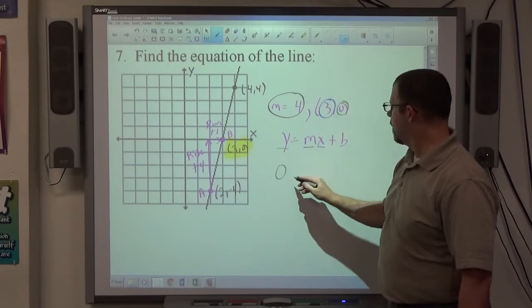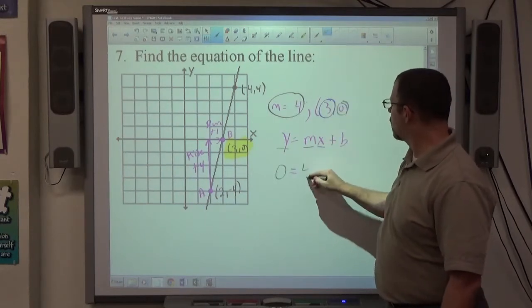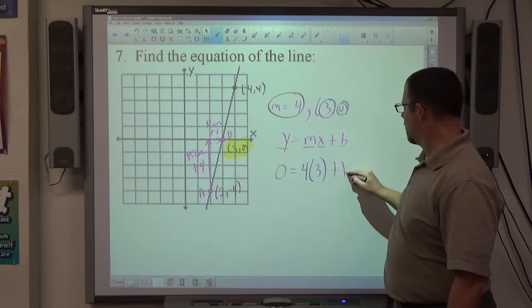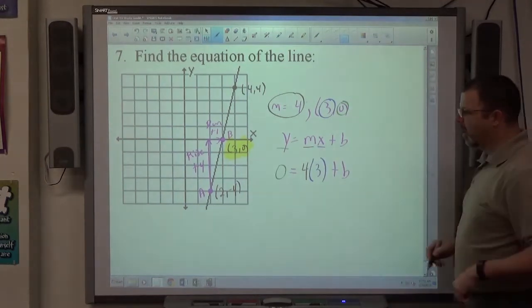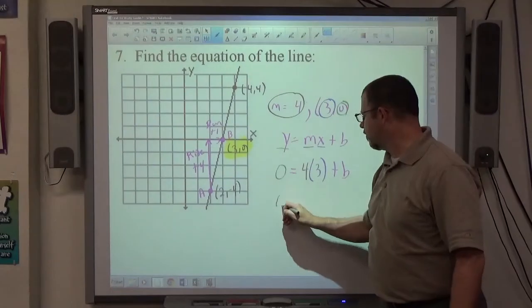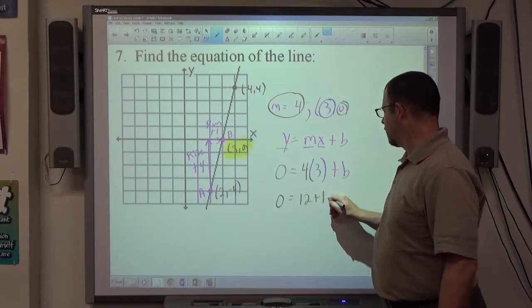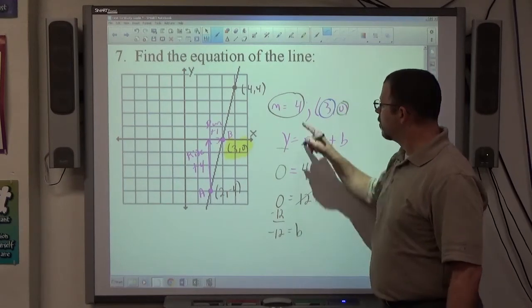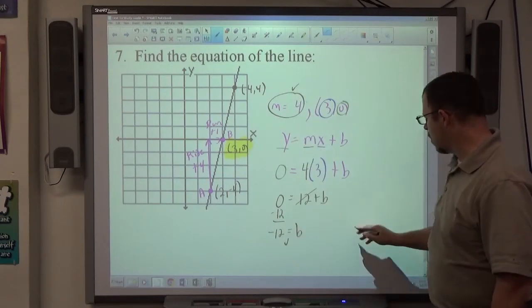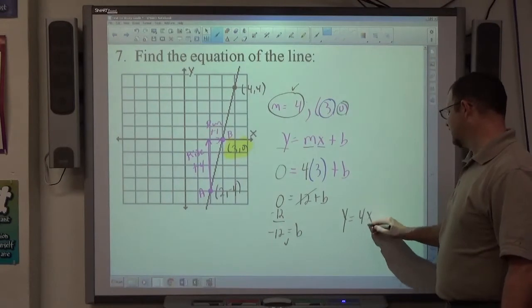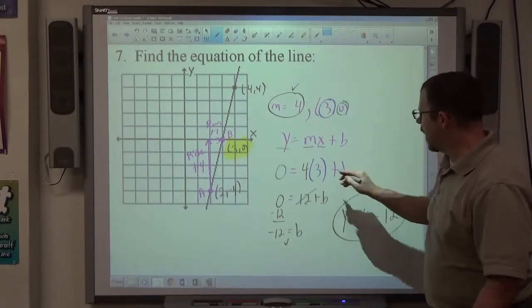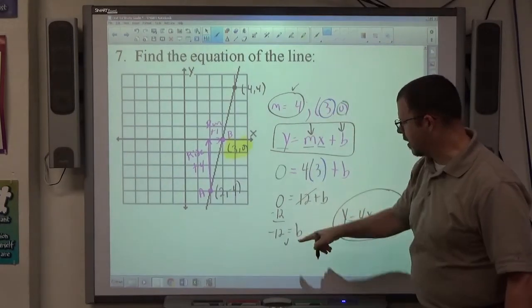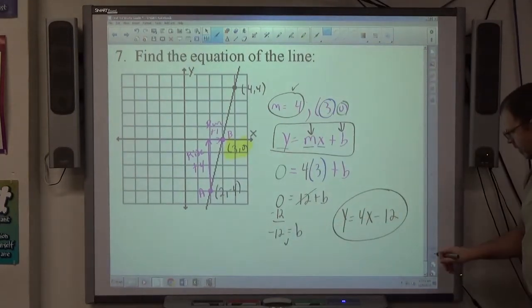0 equals 4 times 3 plus b. The only missing part here is b. If I go ahead and solve this, I get 0 equals 12 plus b. Move the 12 to the other side and subtract, I get negative 12 equals b. Slope of 4, y-intercept of negative 12, answer of y equals 4x minus 12. Again, that's my structure of a correct answer. Replace m and b with the m and b we find to get the correct answer.